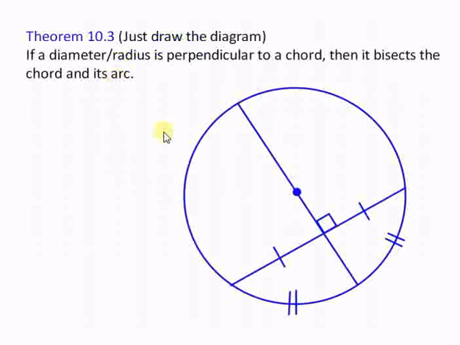Okay, a second theorem. Again, it's just easiest to draw the picture. It's hard to communicate with words, or at least it's hard for me to get an idea of what the words are conveying. So I think the picture is a really good way to go. So you'll notice that we have a diameter, or sometimes we just have a radius that is perpendicular to a chord. When that happens, it cuts the chord in half, and it also cuts the arc in half every time.